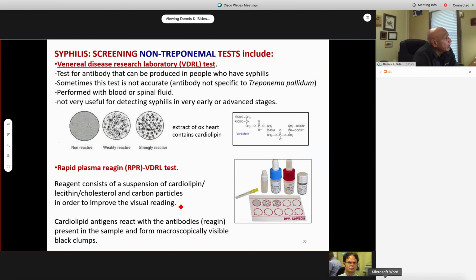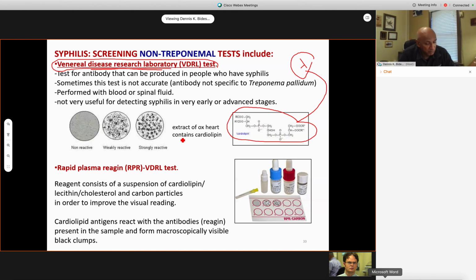So one test is called VDRL. It stands for Venereal Disease Research Laboratory Test. Here's what this test entails. People who have syphilis make antibodies against the organism, but those antibodies can also react to this, called cardiolipin. So when people have syphilis, they're producing antibodies that can react with cardiolipin. You can get cardiolipin from an external source, so that's what the companies make. You can collect blood from a patient, get the serum, and mix it with cardiolipin.